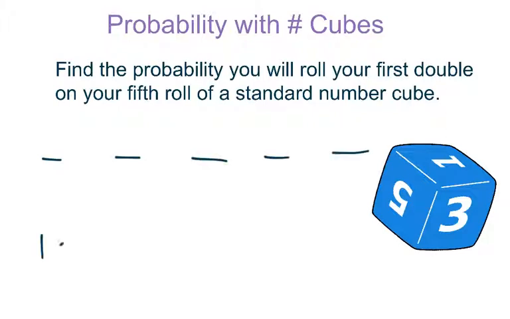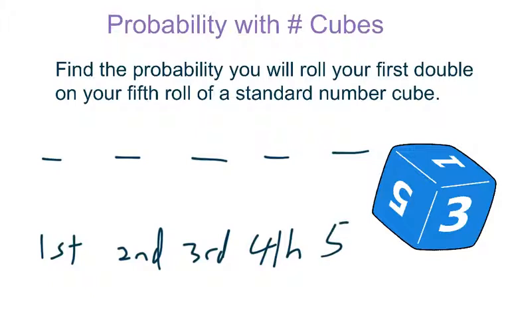This is our first roll, our second roll, our third, our fourth, and our fifth. On the first roll, we can roll anything we want. It could be 1 through 6, doesn't matter. So we have 6 different possibilities out of 6, because we can roll anything.